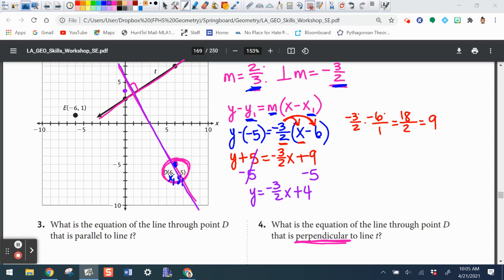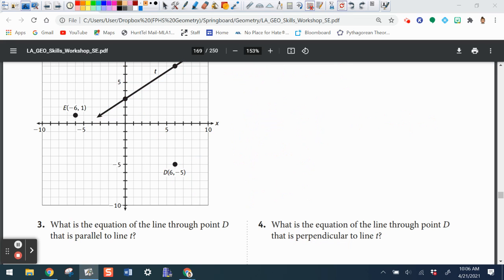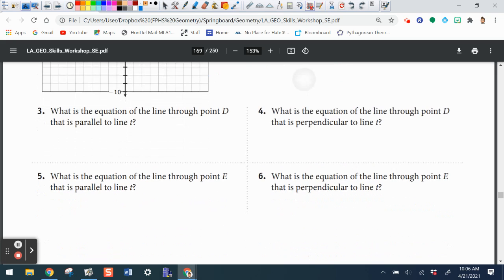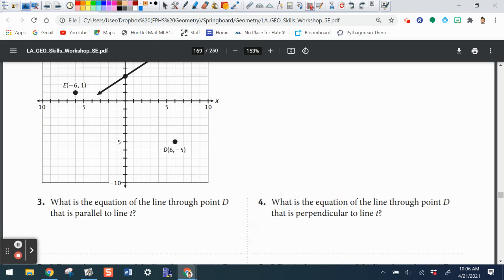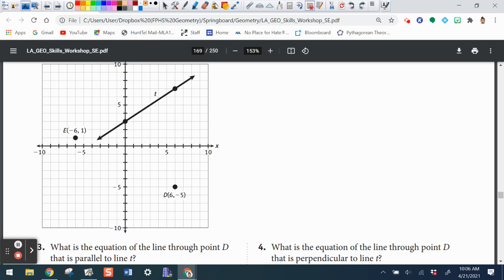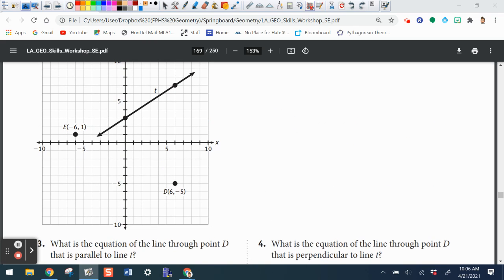Now let's look at item 5 using this same diagram, but I imagine the problems are going to be a little bit different, more than likely involving point E. So number 5 says, what is the equation of a line through point E that is parallel to line T? So we're going to approach it the same way we did item 3, but now using point E. Fortunately for us, we already know the slope of line T. It's 2/3.